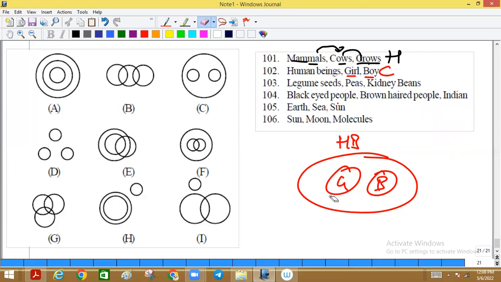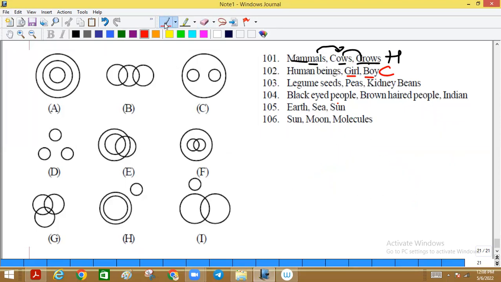Next one, 103. And one more thing: you require GK for this. We should know cow is a mammal. Without knowing cow is a mammal, how can you answer it? Some bit of GK is required. So your answer is legumes. Legumes: peas, kidney beans.